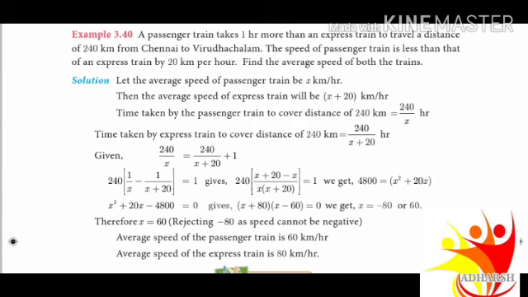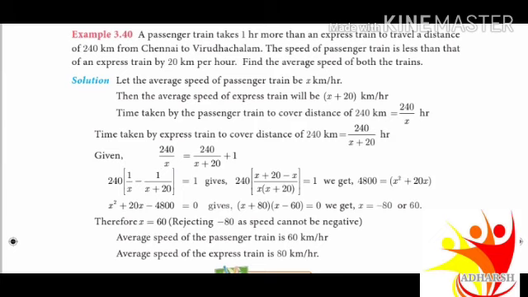Get the common value into 1 by x minus 1 by x plus 20 equal to 1. Take the LCM: 240 into x plus 20 minus x, divided by x into x plus 20, equal to 1. Now cross multiplying, we get 4800 equal to x square plus 20x. Simplifying the equation, x square plus 20x minus 4800 equal to 0.